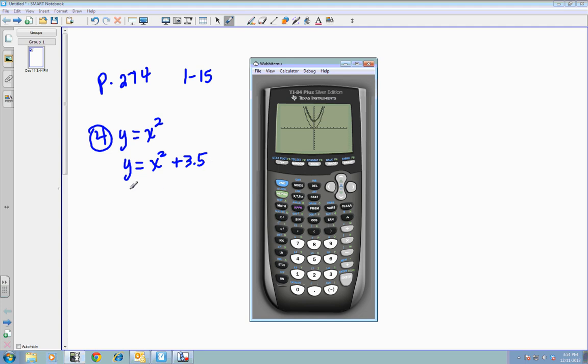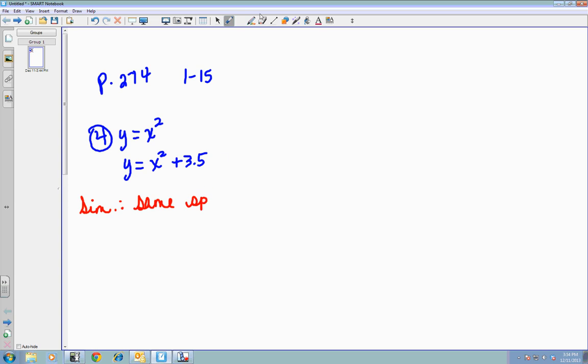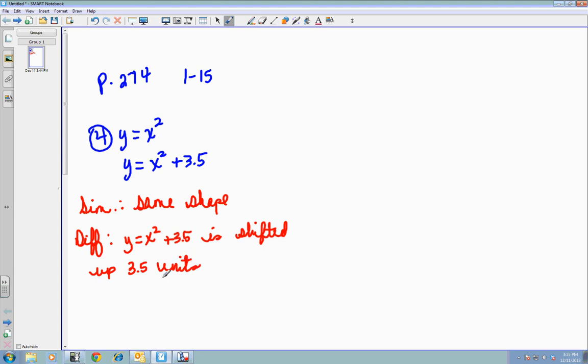Here's what you're going to write as your answer. The similarities: the shape is the same, so same shape. The differences: the second graph, y equals x squared plus 3.5, is shifted up 3.5 units. And really, that's something that we should know already from a previous chapter. This is what I want your answers to look like. You're actually going to write out sentences, their similarities, and then their differences.